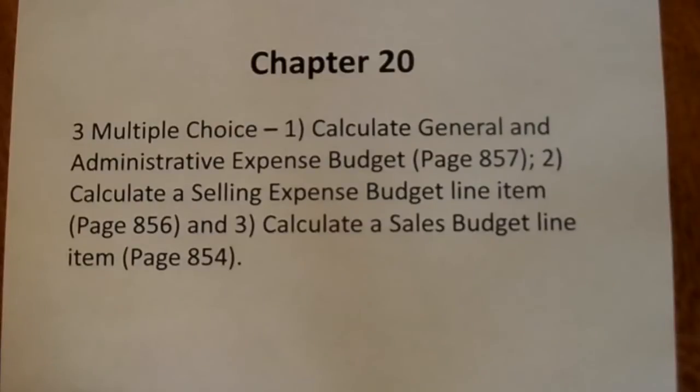Number 2, calculate a selling expense budget item. Very similar to number 1, except you're calculating the selling expense budget line item number instead of the general and administrative expense number. Remember, these are multiple choice questions, so there'll be 4 answers, and you need to pick the right one. And finally, calculate a sales budget line item, and my reference here is page 854.